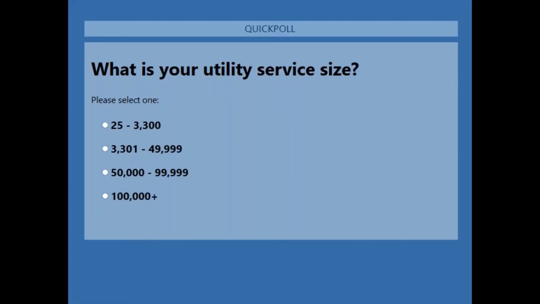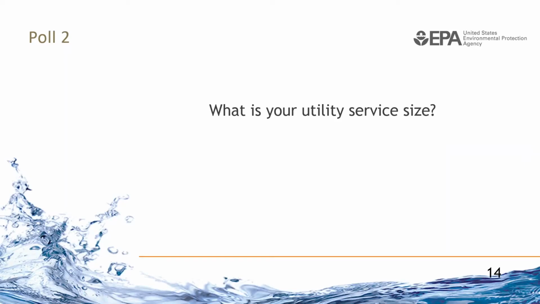So it looks like the vast majority, 82%, are in the AWIA small size category. And then we have 8% who are under 3,300, 8% who are in the medium size category, and 2% who serve over 100,000. So if you're a drinking water system that serves a population greater than 3,300 and you're considered a community water system, then this applies to you.